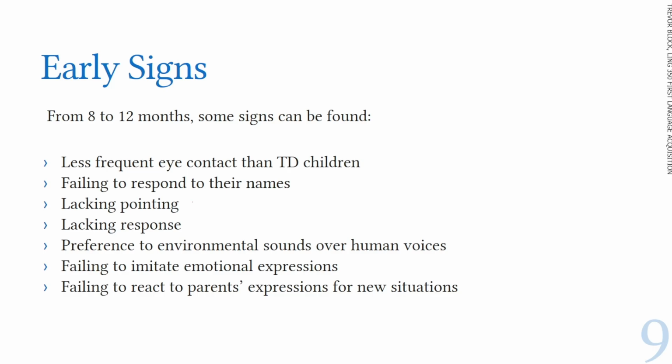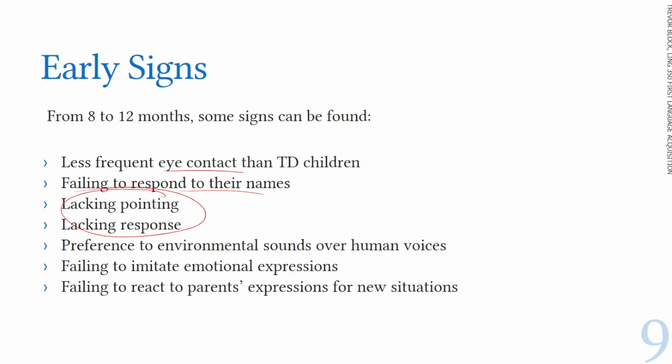So from 8 to 12 months, you might find less frequent eye contact. You might have failure to respond to names. In terms of gesturing and verbal communication, pointing and response might not exist as much. It's not completely gone, but it might be way less frequent than in other typically developed children. So lacking pointing and lacking response is really a communication thing. So facial responses, pointing, producing sounds back in adults.